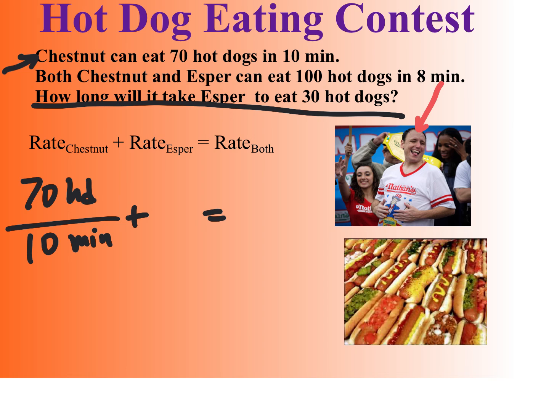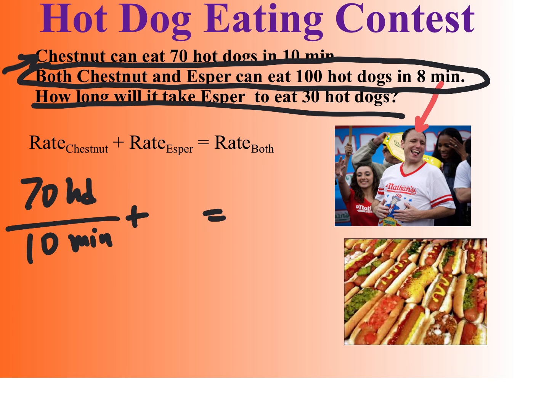Equals the rate for both of them. Both Chestnut and Esper can eat 100 hot dogs in 8 minutes. I don't like the way they said that. They should have said working together, they can eat 100 hot dogs in 8 minutes. So in other words, together, we don't know what their rates were separately, but we know together they're going to eat 100 HDs in 8 min.